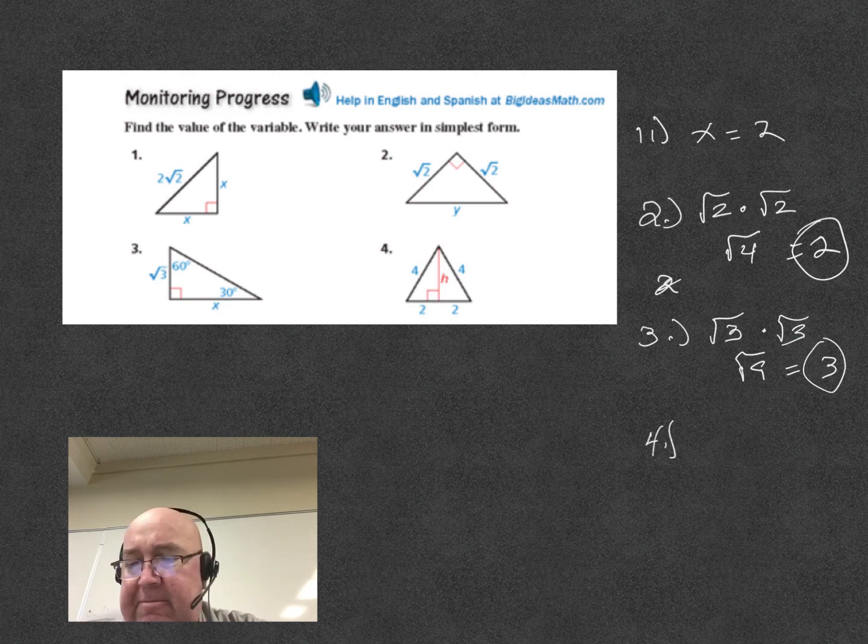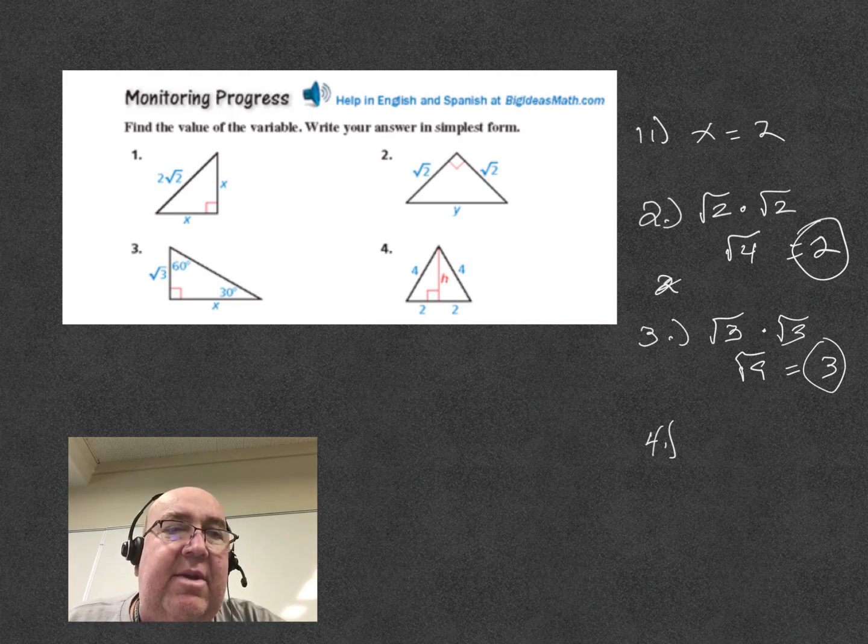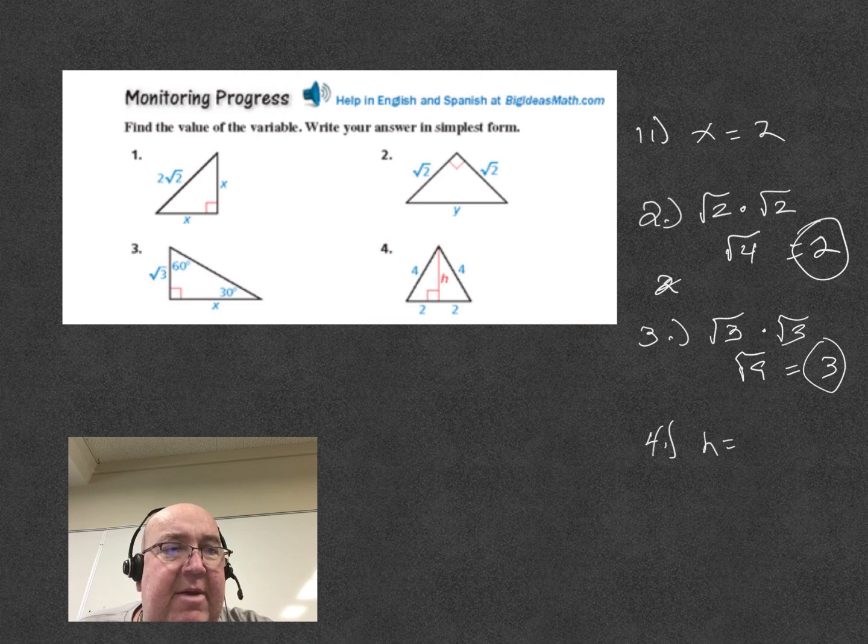Number 4, we have our shorter leg is 2, and we want to look for our longer leg, which is h. So h is going to be equal to 2 square root 3.